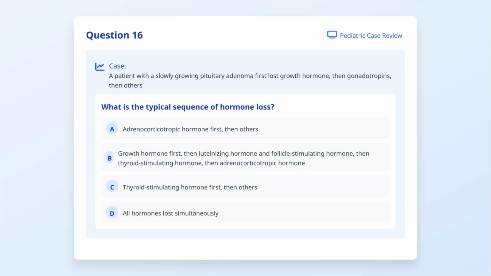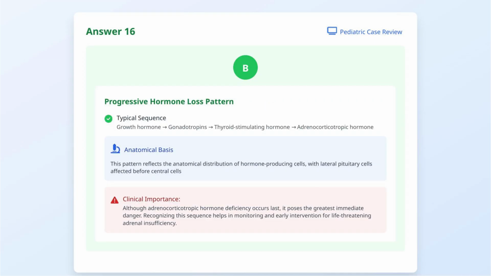Case scenario: a patient with a slowly growing pituitary adenoma first lost growth hormone, then gonadotropins, then others. Question: what is the typical sequence of hormone loss? Option A: adrenocorticotropic hormone first, then others. Option B: growth hormone first, then luteinizing hormone and follicle-stimulating hormone, then thyroid-stimulating hormone, then adrenocorticotropic hormone. Option C: thyroid-stimulating hormone first, then others. Option D: all hormones lost simultaneously. The correct answer is B.